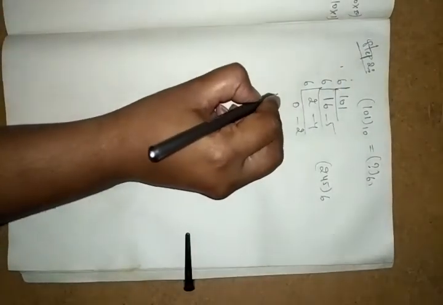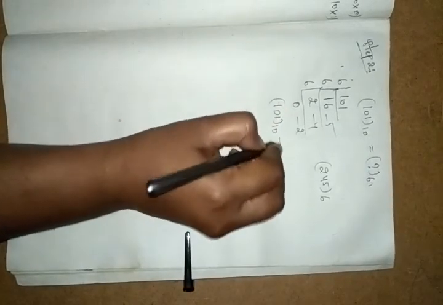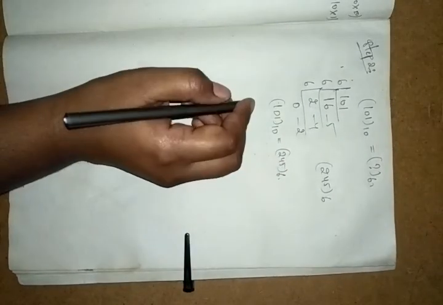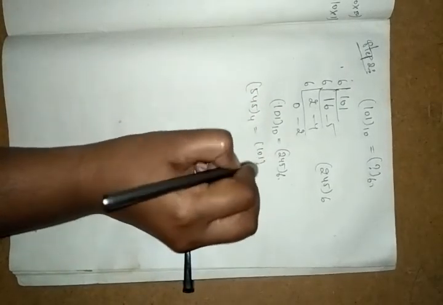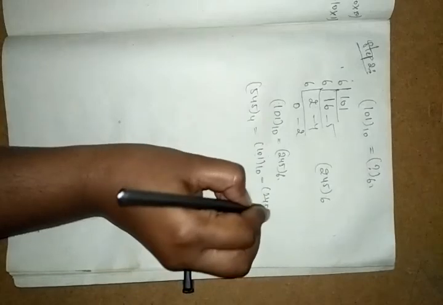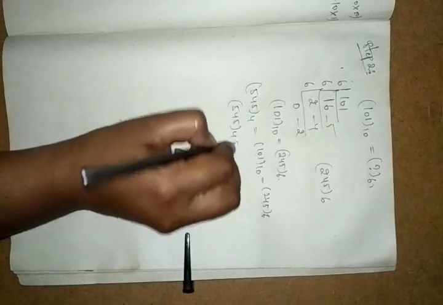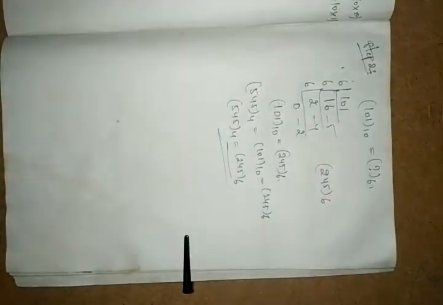Right? So now you need to convert this value. What we got here is 101 equals 245 base 6. What we were given first, 545 base 4 equals 101 base 10, can be converted into 245 base 6. Like this you need to convert the values.